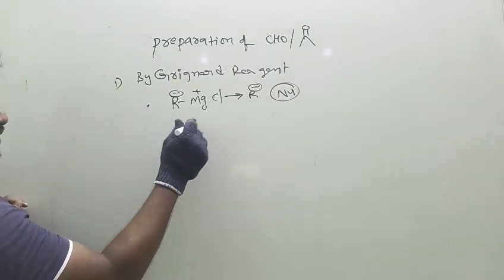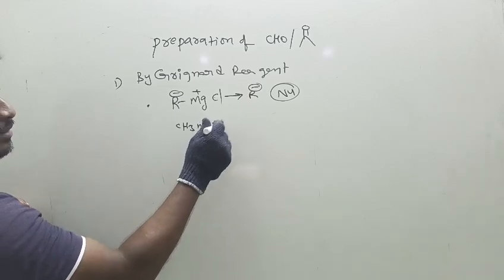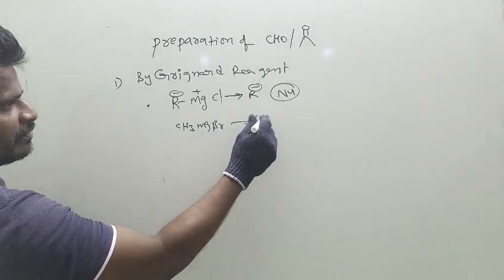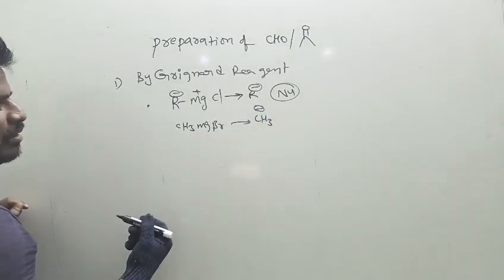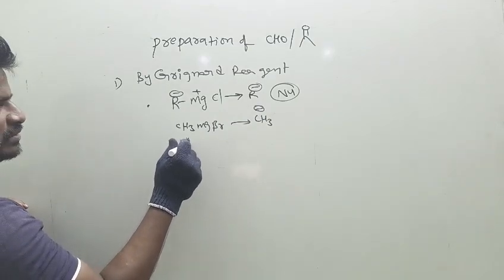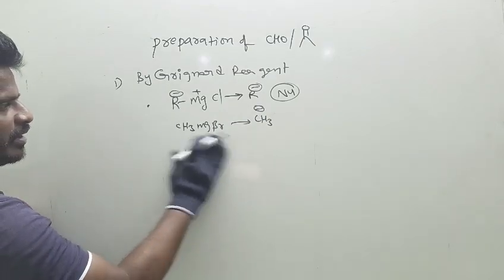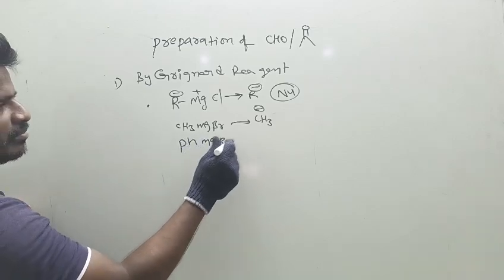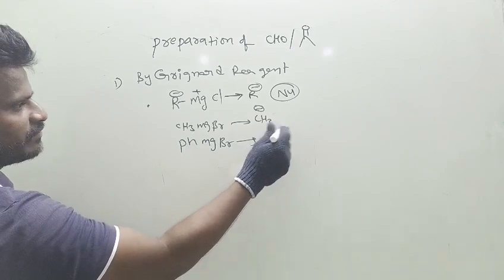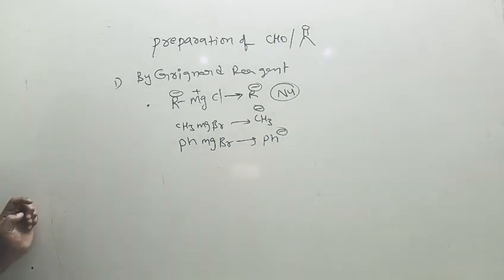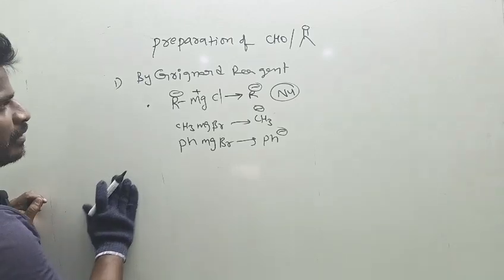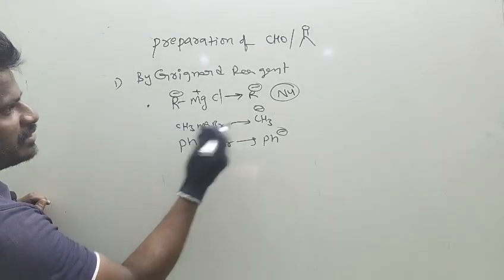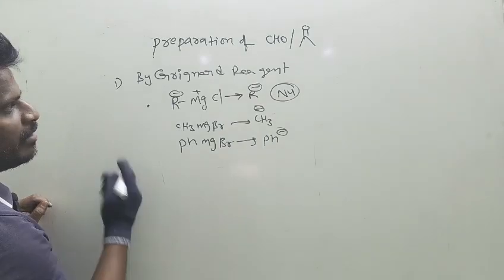If it is methyl magnesium bromide, the nucleophile is the methyl anion. If it is phenyl magnesium bromide, the anion is the phenyl anion, that is the benzene ring anion. This is about the Grignard reagent and the anion it releases.